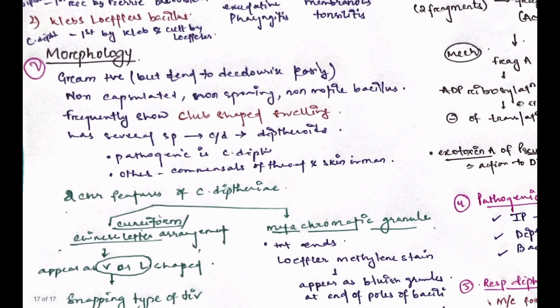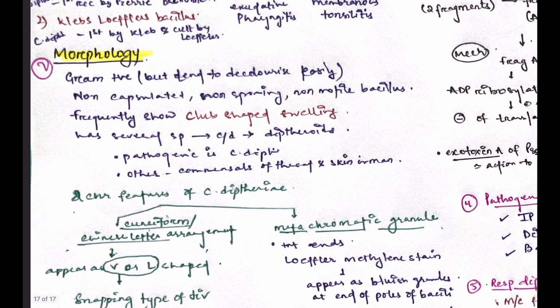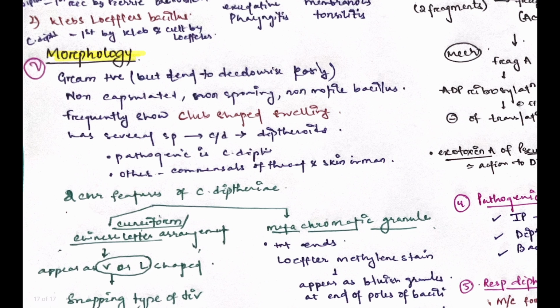Next is morphology. Corynebacterium diphtheriae is a gram-positive bacillus. These are non-capsulated, non-sporing and non-motile bacilli. Gram-positive, but they tend to decolorize easily. Another point is they frequently show club-shaped swelling. They have several species, called diphtheroids. Out of the different species, Corynebacterium diphtheriae is pathogenic and others are commensals of the throat and skin in humans.